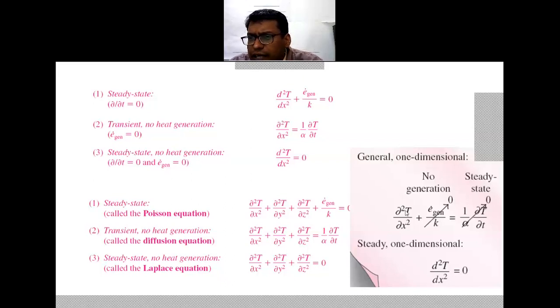So in either direction you can write it: del square T by del x square for the x direction only. Here it is written as del square T by del x square plus del square T by del y square plus del square T by del z square. So all three directions have been taken into account here. One by one, first we will take the steady state. Steady state means the change in temperature with respect to time, that term is zero.